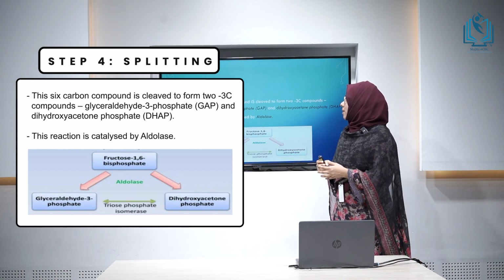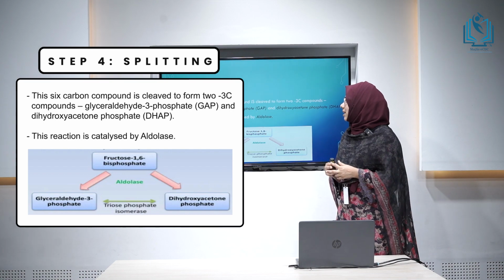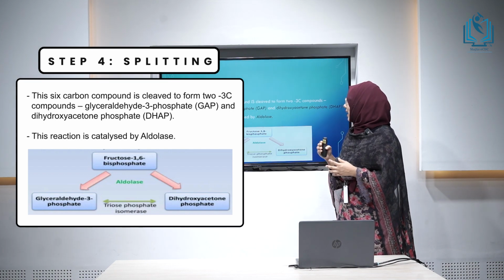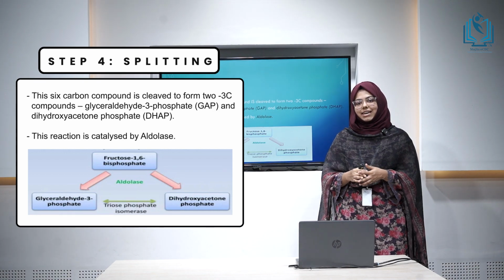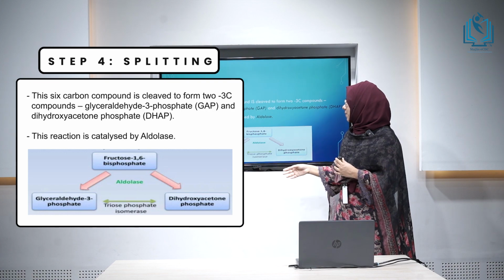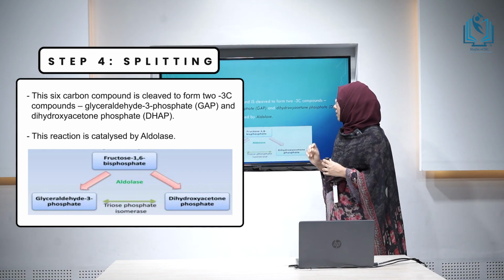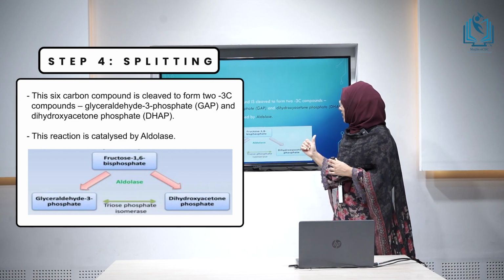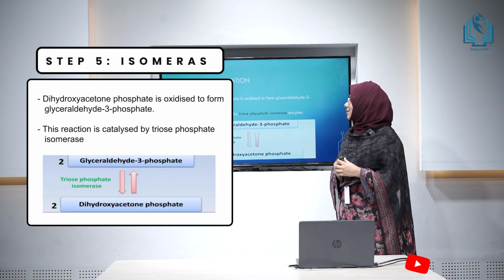Step 4, splitting phase. Here the 6-carbon compound is cleaved to form two 3-carbon compounds, glyceraldehyde 3-phosphate and dihydroxyacetone phosphate, and this reaction is catalyzed by the enzyme aldolase. Here fructose 1,6-bisphosphate is converted to two molecules of 3-carbon compounds, glyceraldehyde 3-phosphate and dihydroxyacetone phosphate. Step 5, isomerization.